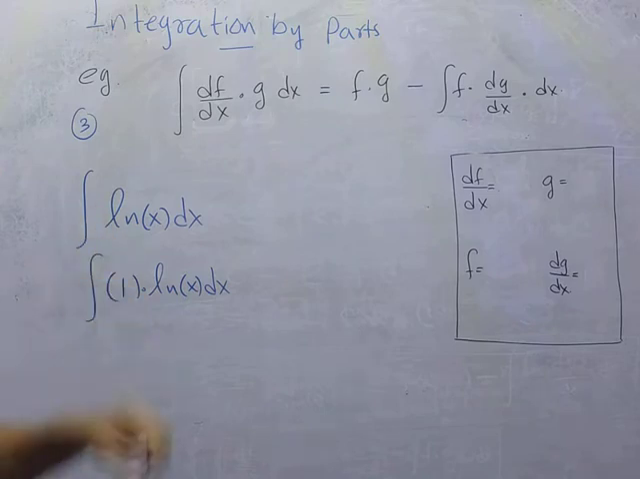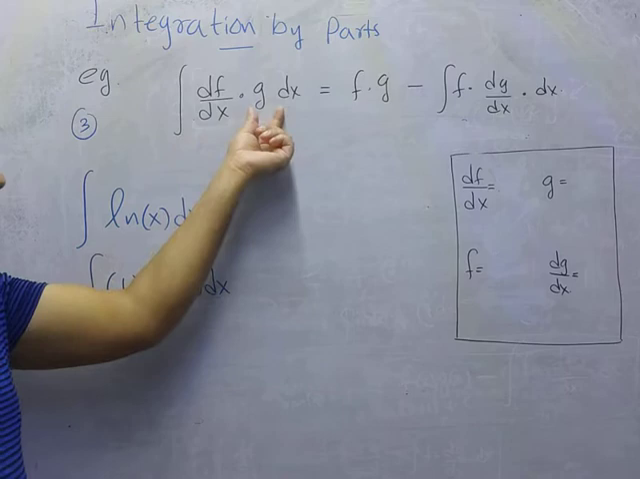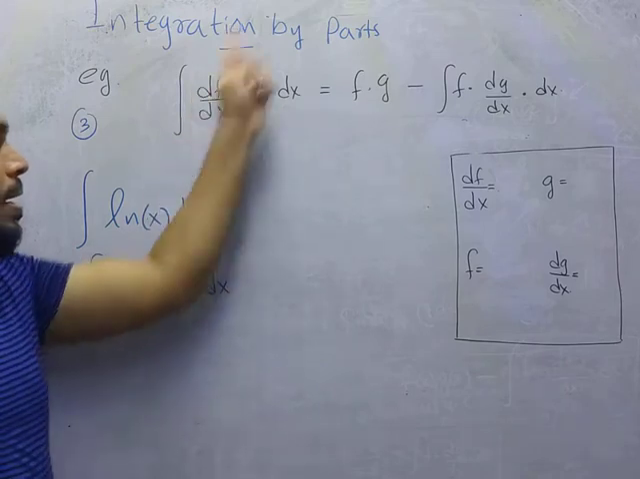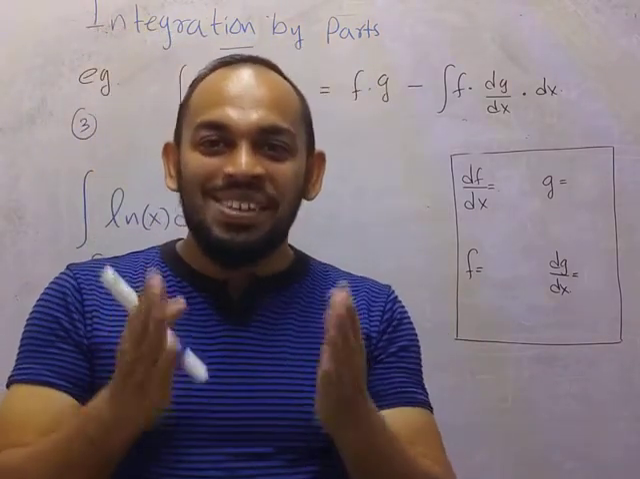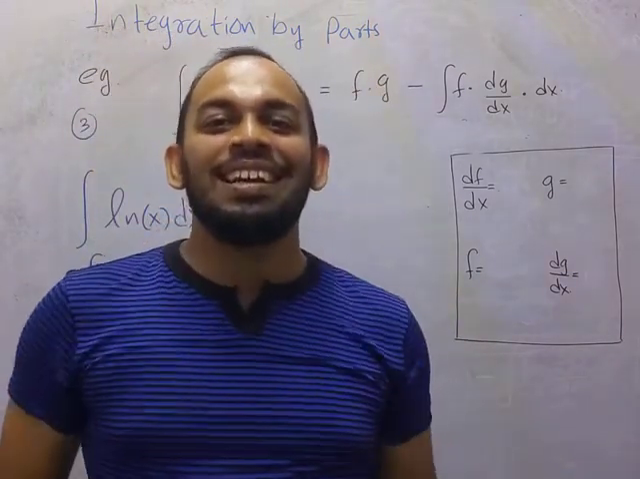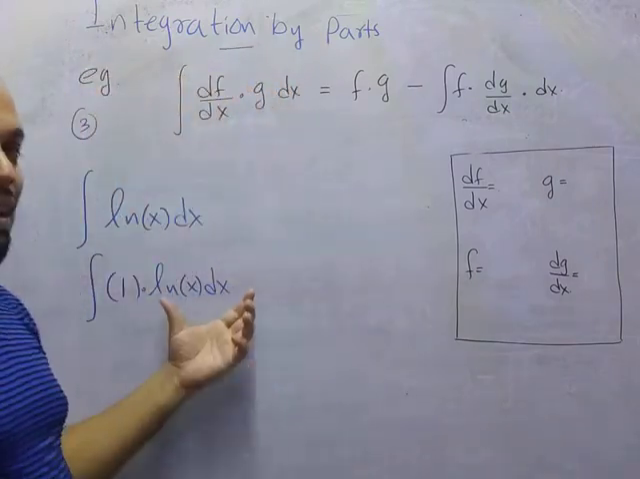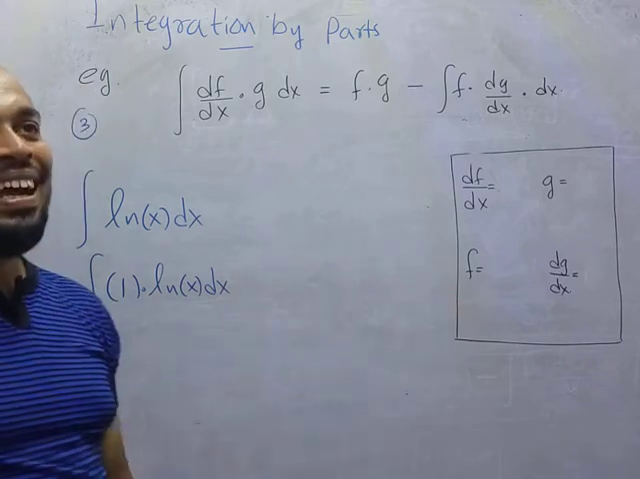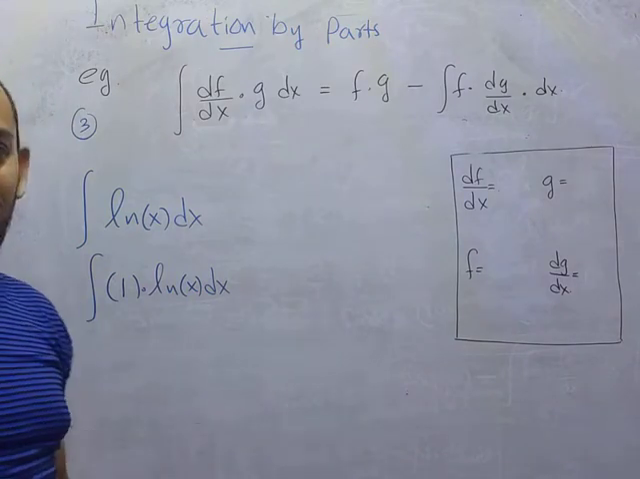Right. But the problem is this: if you choose 1 for df by dx and ln x for g, ln x must be integrated. Now that is your problem. You have to integrate ln of x. That is the problem. But when you select it wrong, you end up with the same thing again. That is exactly why we are trying to use integration by parts.